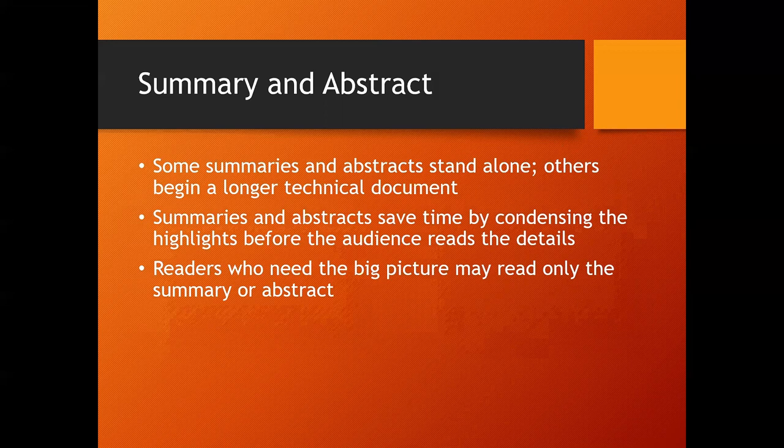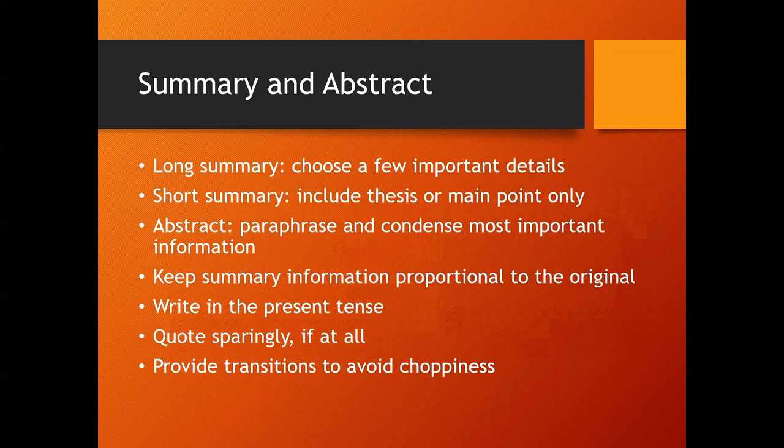Readers who tend to only need the big picture are going to read your summaries and abstracts only. You may have readers who read your summary and abstract to see whether the rest of the document is worth reading. For a long summary, choose a few important details. A short summary includes the thesis or the main point only. The abstract is going to paraphrase and condense the most important information presented in the longer document.